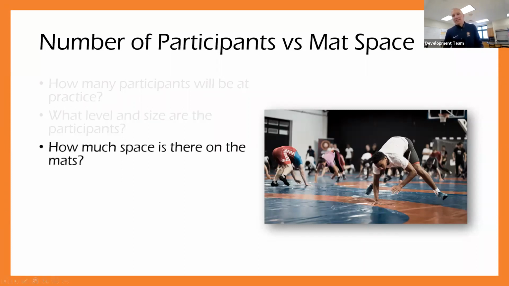And the next one here is how much space is there on the mat. Do you have one mat? Do you have two mats? Do you have a half a mat section? How big is your practice area? You have to factor all of these questions in, because you need to make sure that you give adequate distance and space between your wrestling groups.